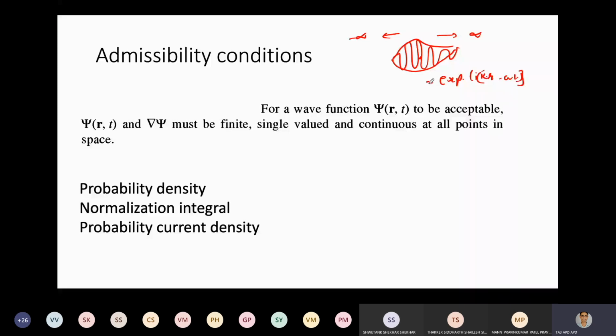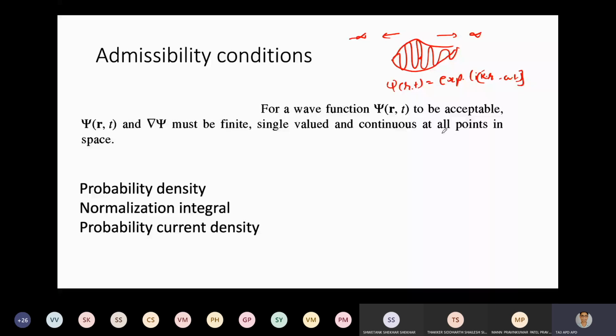But what exactly is the character of this function psi? I mean, what should be the conditions for the given function psi? So it says that for a wave function to be acceptable, these two things, psi and gradient of psi, must be finite, single valued and continuous at all points in space.